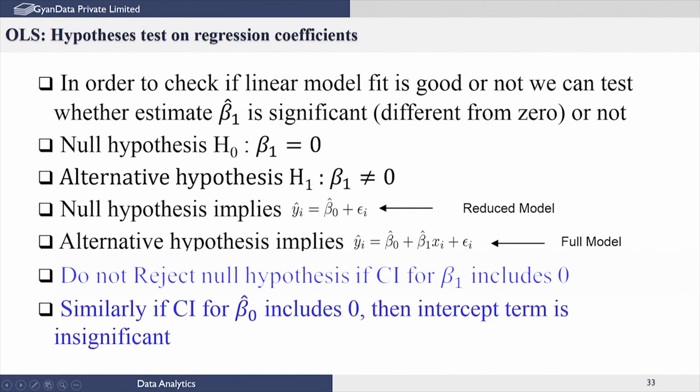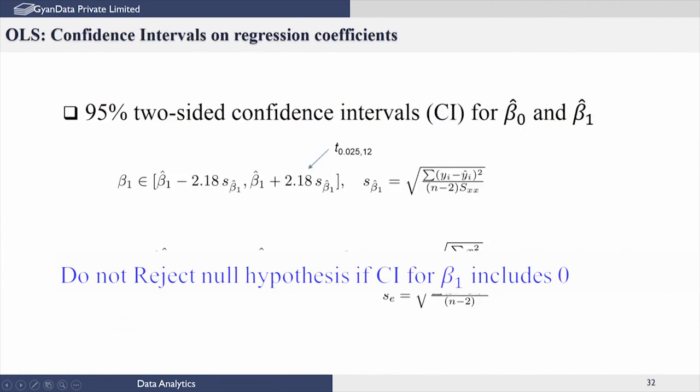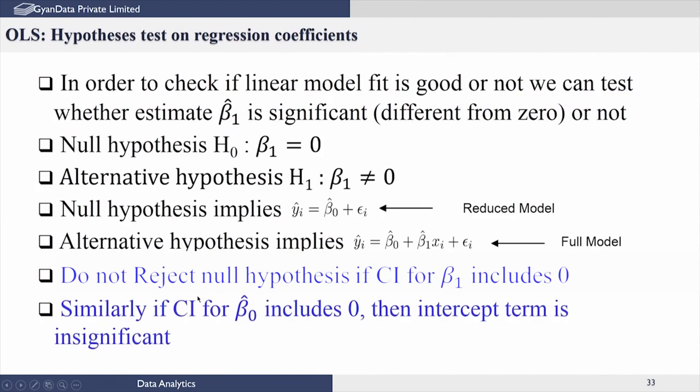We can extend this kind of analysis to test whether beta naught is 0 or not. If the confidence interval for beta naught includes 0, then we will say that the intercept term is insignificant; otherwise we will say the intercept term is significant and should be retained in the model. When we do a final example we will see this.